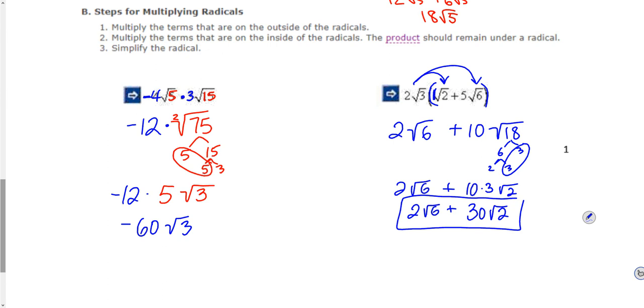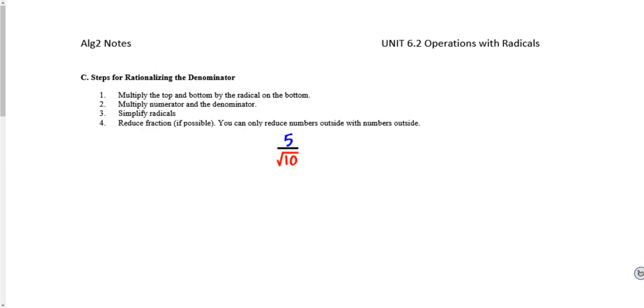Okay, the last thing I have to show you is how to fix having a radical at the bottom. For some reason, when we have radicals, a lot of these radicals are irrational numbers. That means that they're these real long decimals. And we don't like having them at the bottom. So the easiest way to get rid of it is to take whatever is on the bottom and multiply the problem on the top and the bottom by that.